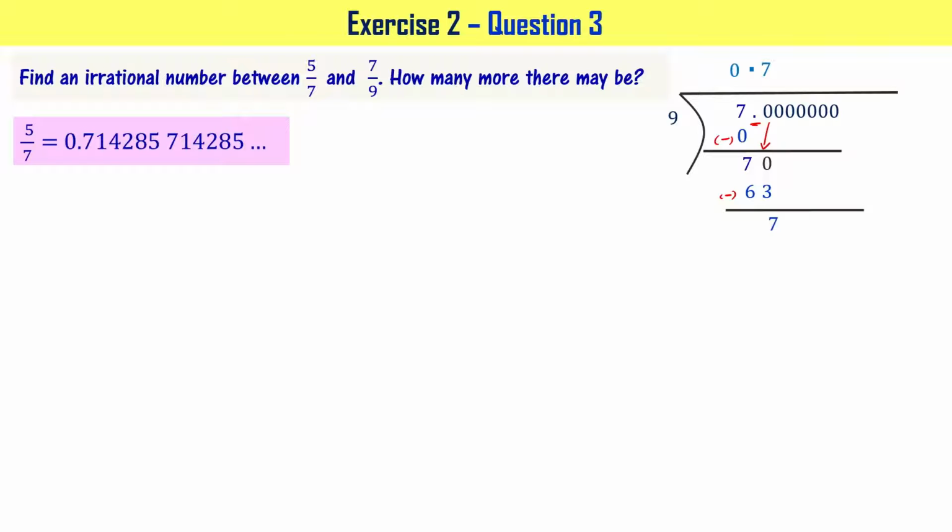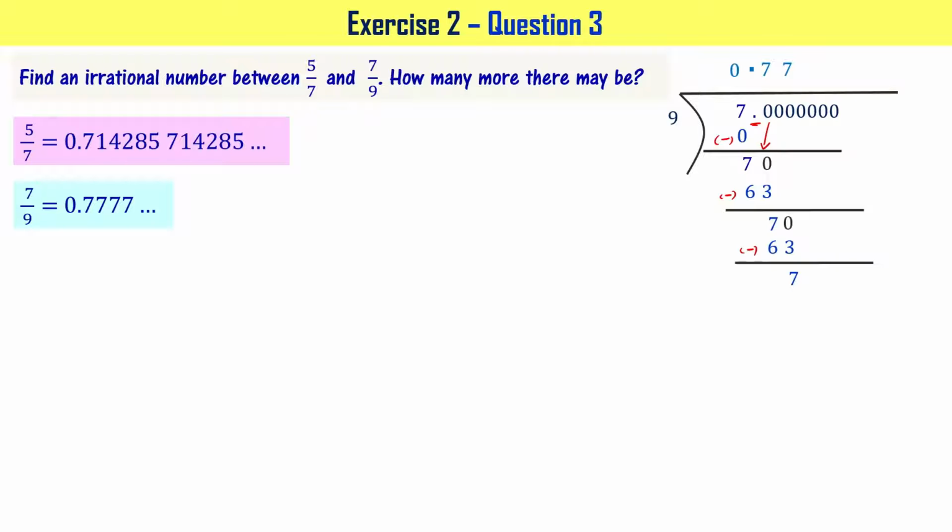Bring another 0 down so that it becomes again 70. 7 times 9, 63. Subtract that, you have again 7 as the remainder, right? Meaning this process is going to repeat. For example, I can bring down another 0. It becomes 70. 7 times 9, 63. Subtract that, again you get 7. So what I can say is 7 by 9 can be written as 0.7777 and so on, right?